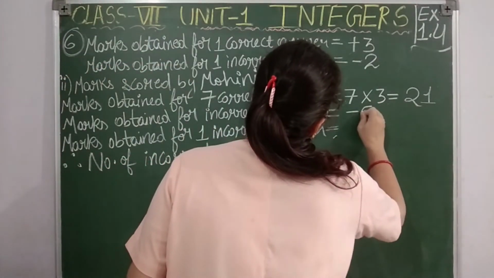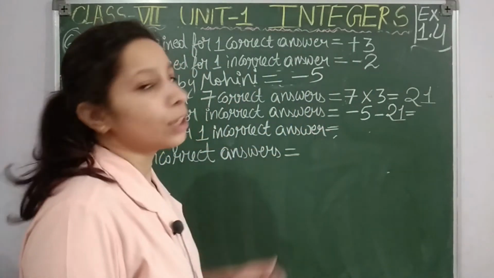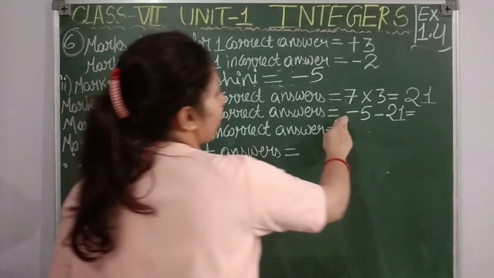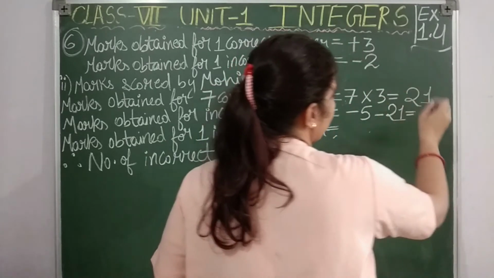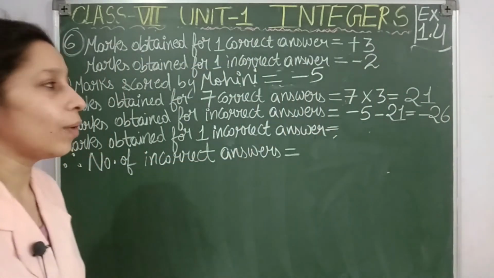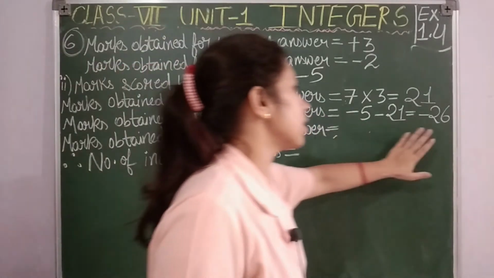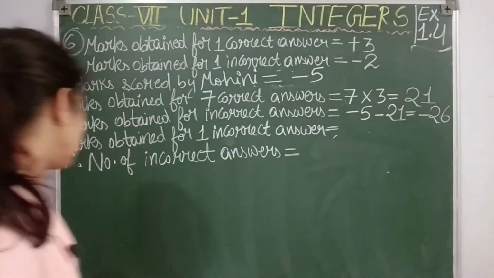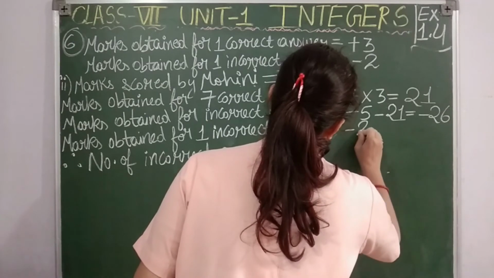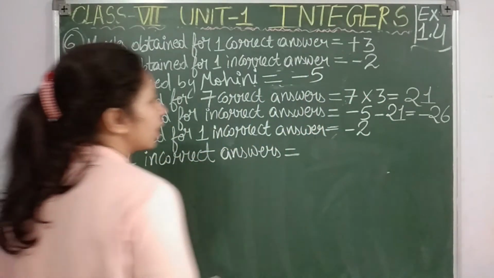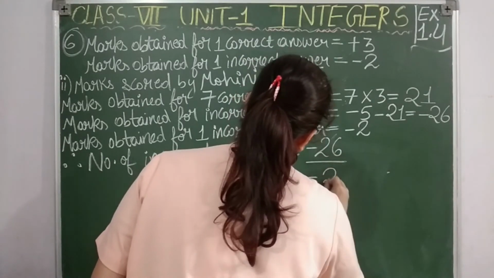So for incorrect answers, we are going to take her total score, and then deduct 21 from it. See students, now minus minus plus, 5 plus 21, 26. As 21 is the greater number with negative sign, in the answer also we are going to get negative sign. So minus 26. Marks obtained for incorrect answers by Mohini is -26. Okay, then marks obtained for one incorrect answer, -2.